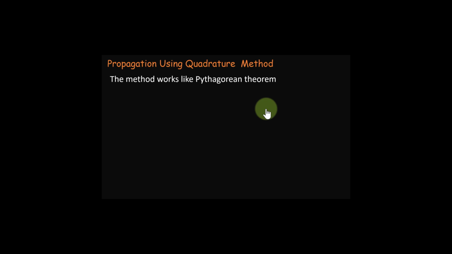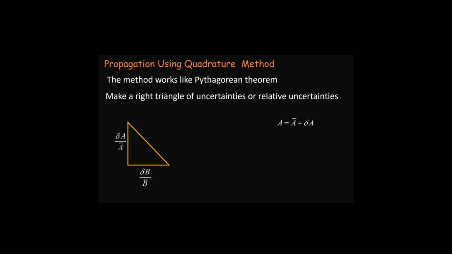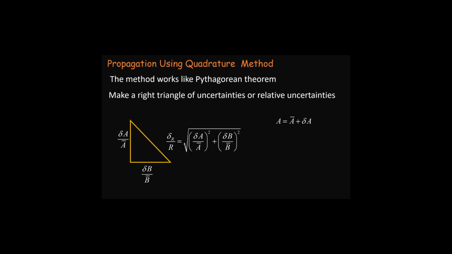Here I will focus on a method known as quadrature method. Just for record, there are other methods. Quadrature method works like Pythagorean theorem. You make two sides of a right triangle out of known relative uncertainties. The relative uncertainty of the result is the hypotenuse. To find the ratio of resulting uncertainty, add the squares of each relative uncertainty and take the square root, just like a Pythagorean theorem.